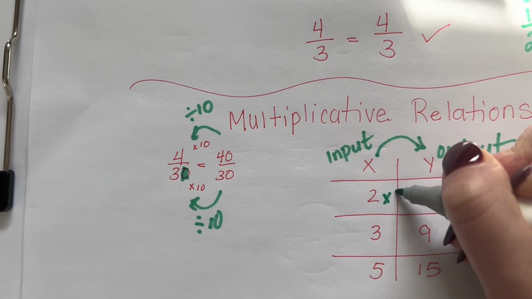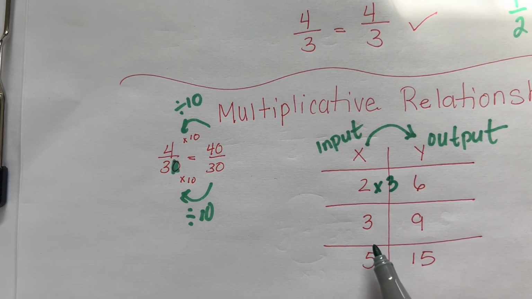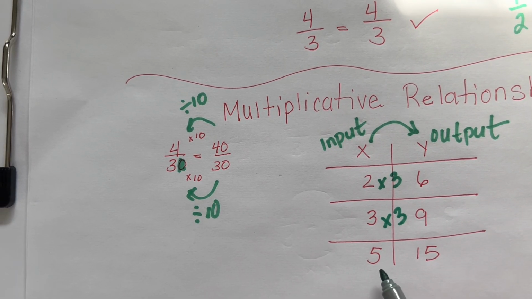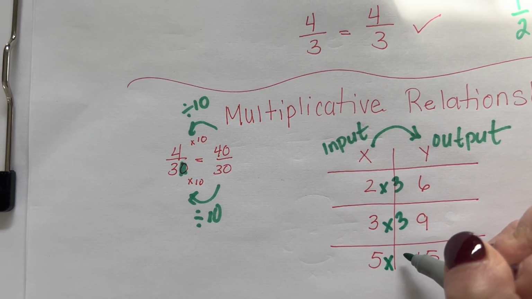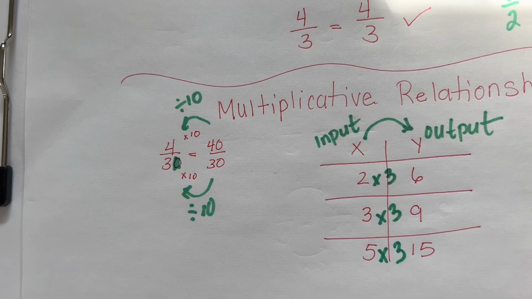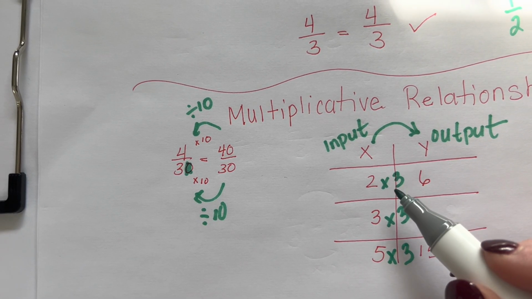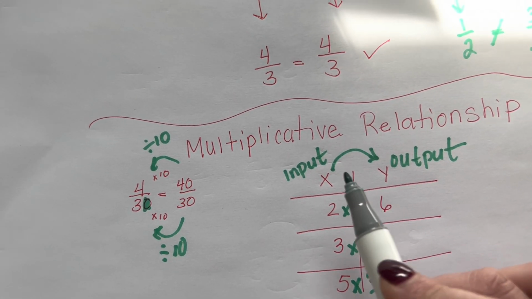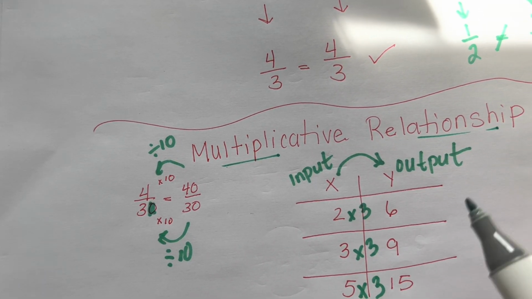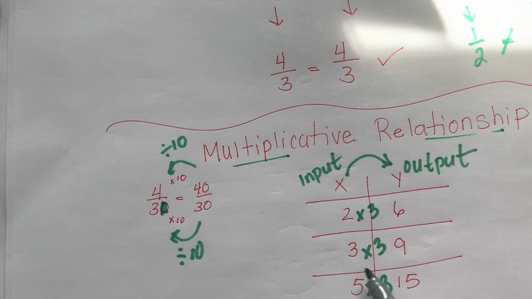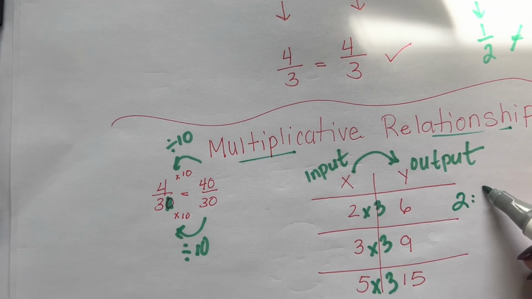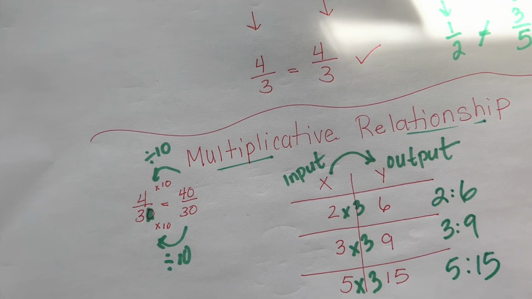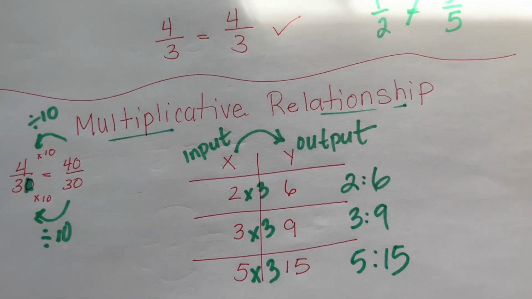I multiplied by 3. What happened to the 3 to give me 9? I multiplied by 3. And the 5 to give me 15, I also multiplied by 3. So because I am multiplying by the same number, this is called a multiplicative inverse. My ratios here, 2 to 6, 3 to 9, 5 to 15, they are what we call proportional.